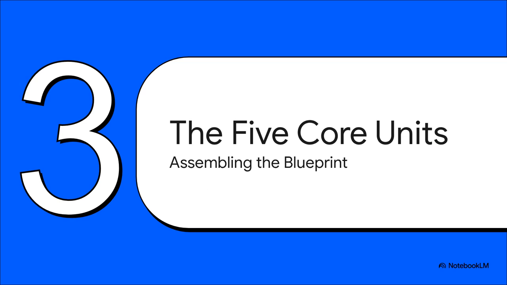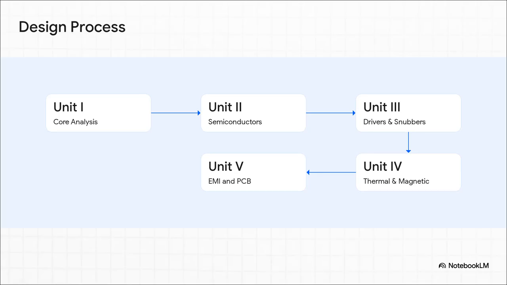Section 3, the 5 core units, assembling the blueprint. Okay, think of the syllabus not as just some boring list of topics to memorize, but as a sequential 5-step journey to designing a working converter from absolute scratch. First, you start with the core mathematical analysis, then you move on to picking your silicon, next you build the protective and driving circuitry, manage the physical heat and magnetics, and finally, you package the whole shebang onto a clean, interference-free circuit board.